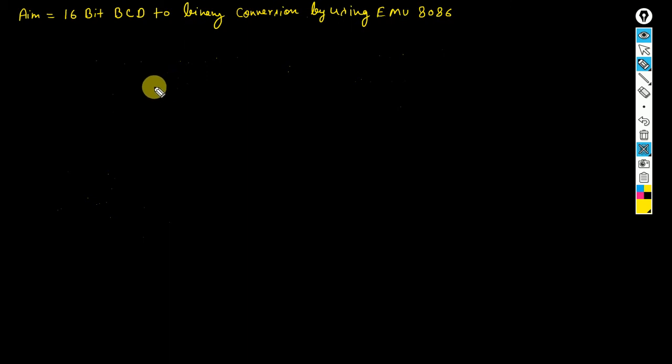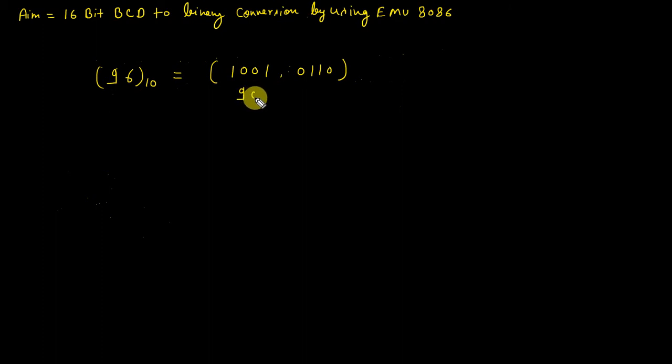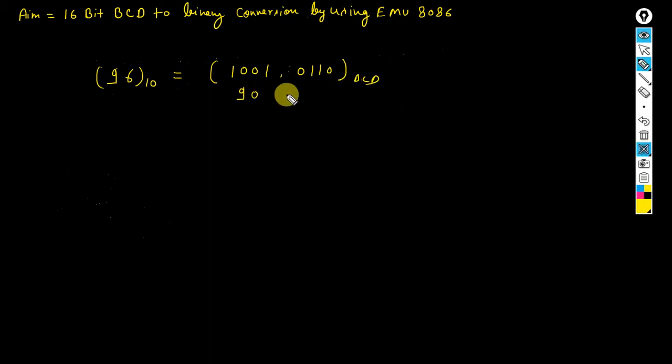Next example: suppose 96, written in decimal with base value 10, and suppose we write it in BCD. First write down the nine value, which is 1001, and 6 is 0110. So this is your 90 and this is 6. So 90 plus 6 is 96.